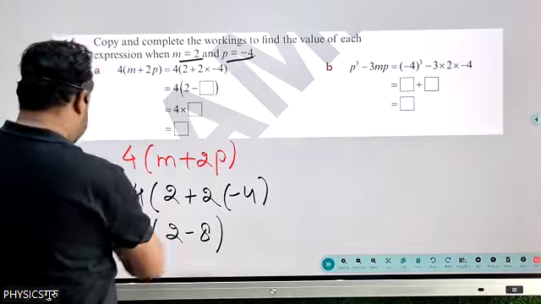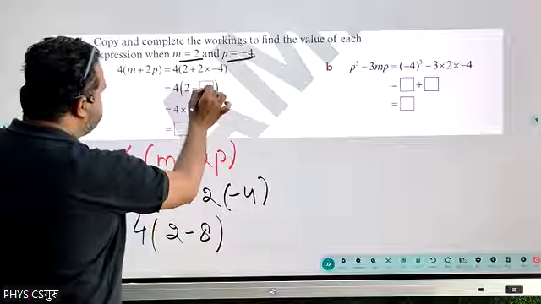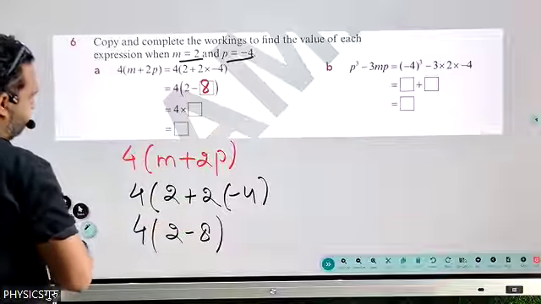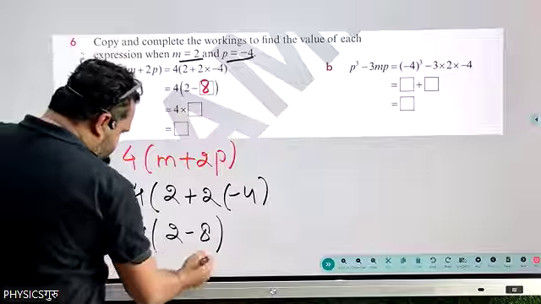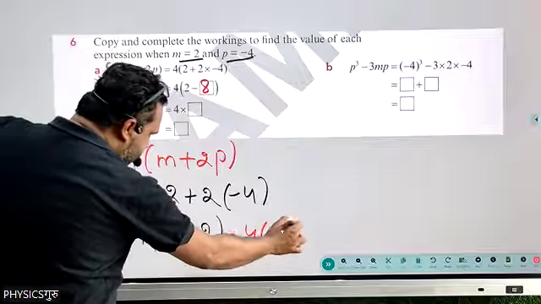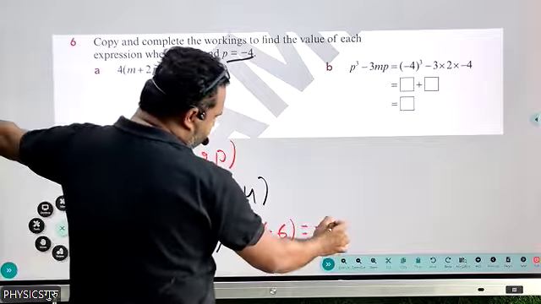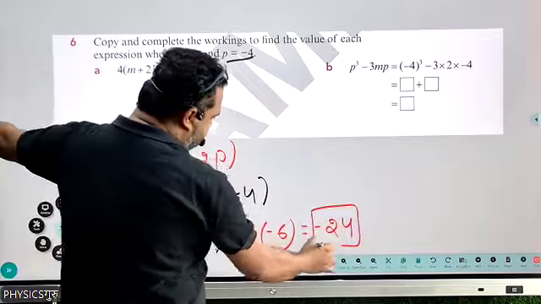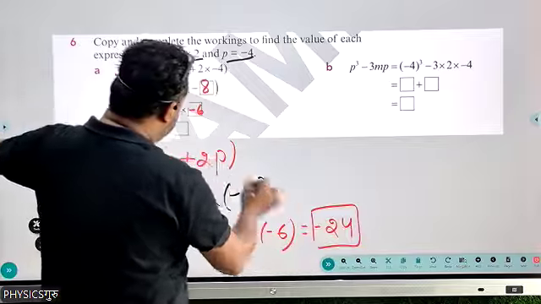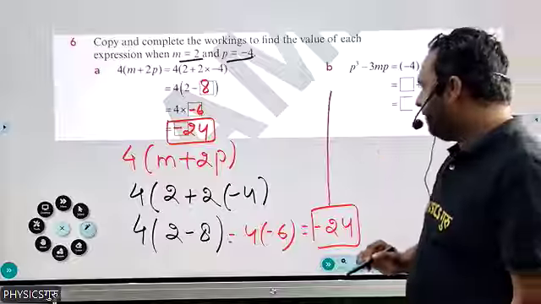So this is 2 minus 8. Now fill in the blanks: 2 minus 8. So 2 minus 8 is what? That is minus 6. So it's minus 6. So minus 6 times 4 is minus 24. So the required answer is minus 24. What we have to do? Simply put the values, solve, you'll get the answer. Basic, simple mathematics. Next one, B1.